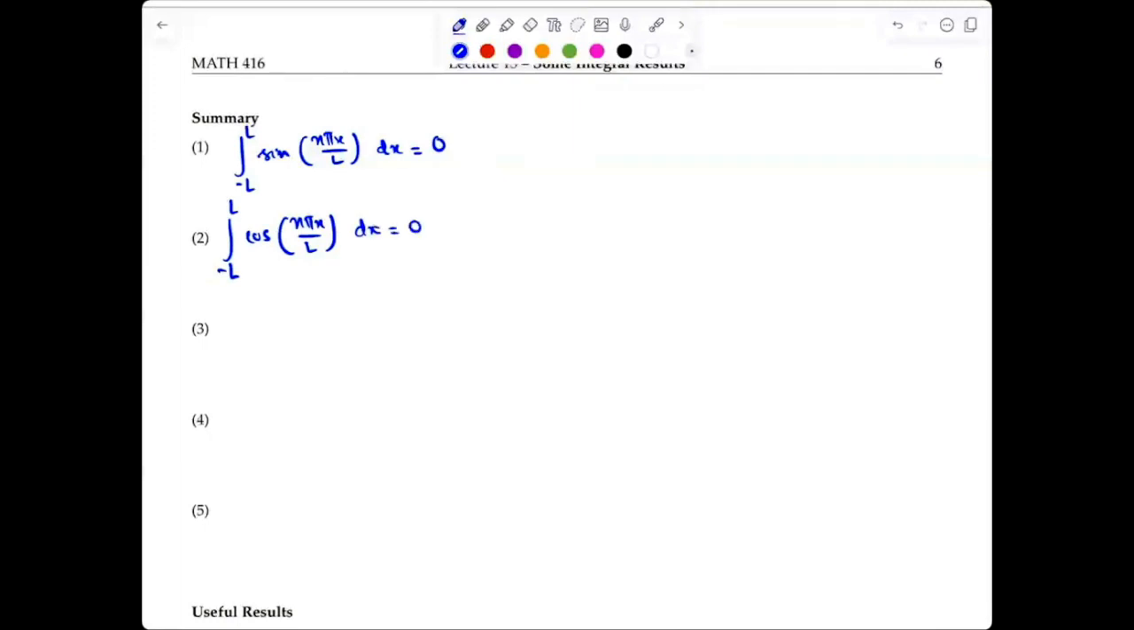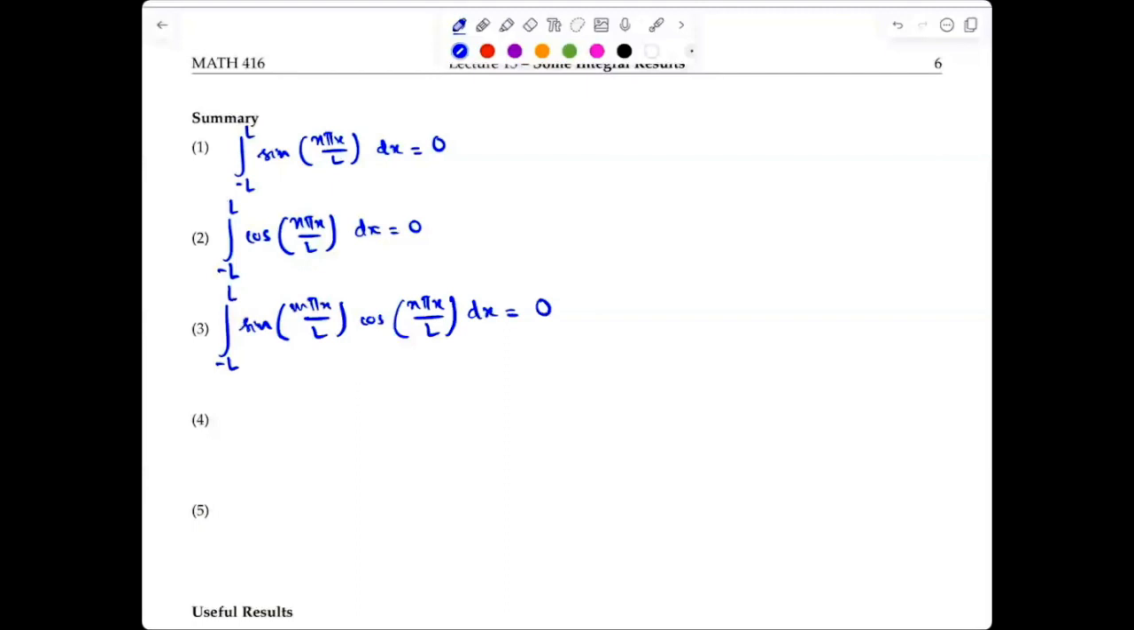And this one, it just happened to be 0 as well. It's not going to be the case for all the situations. It's just that in this case, we get it to be 0. The third result is the integral from negative L to L of sine of m pi x over L times cosine of n pi x over L dx. And this one is 0 as well.